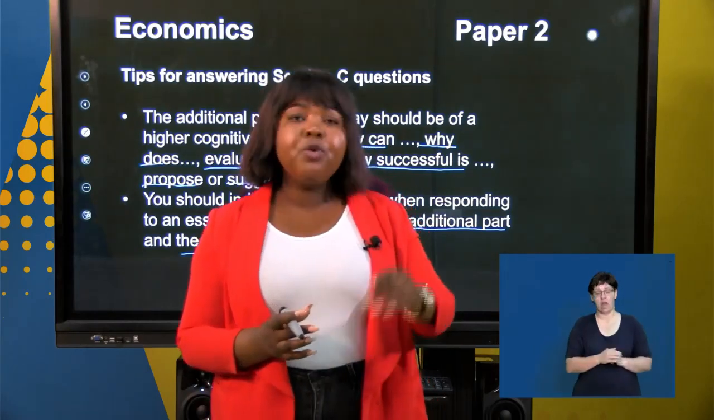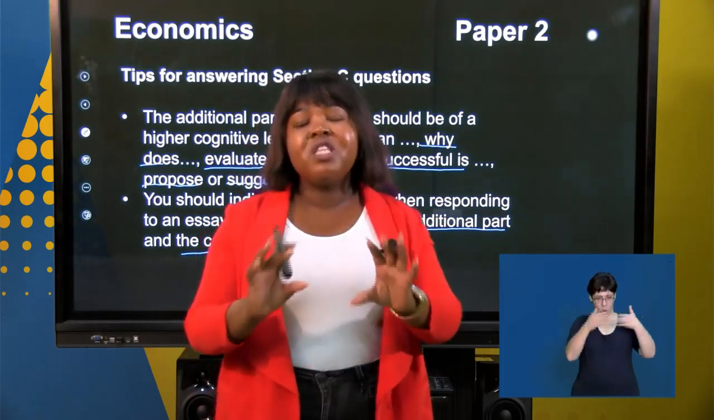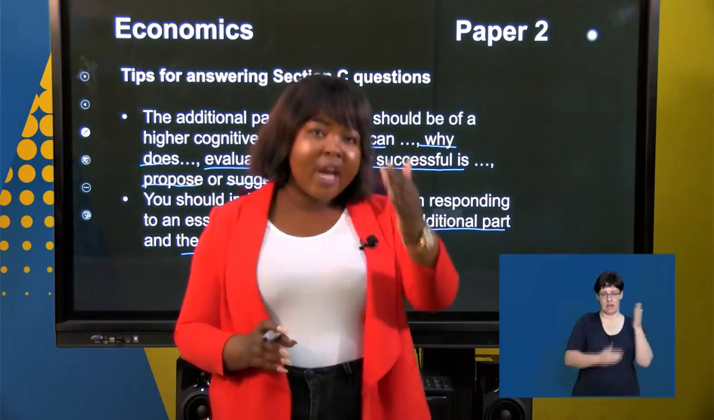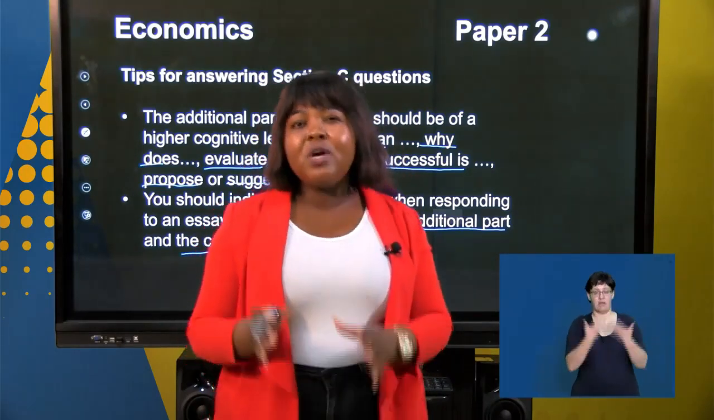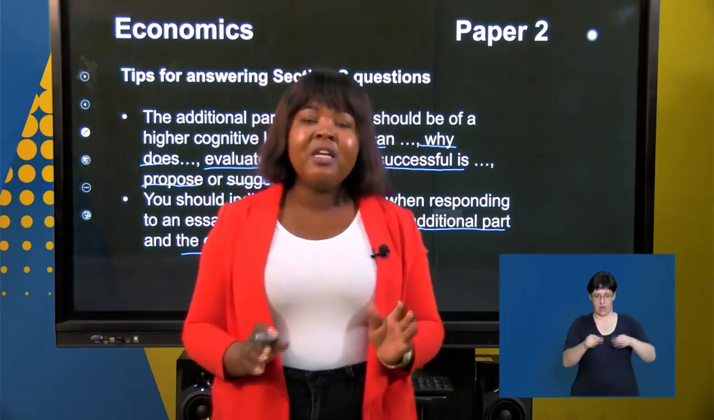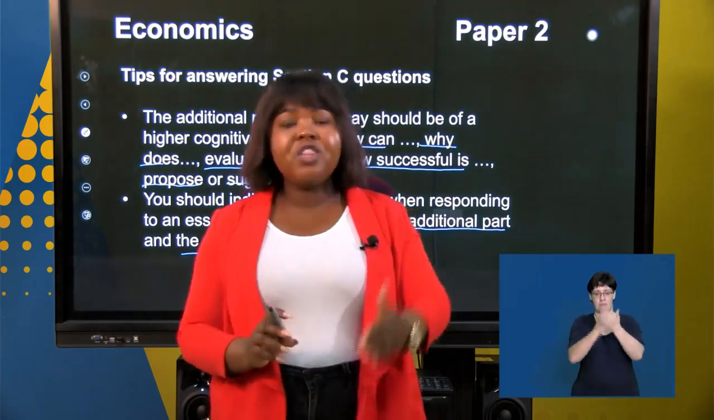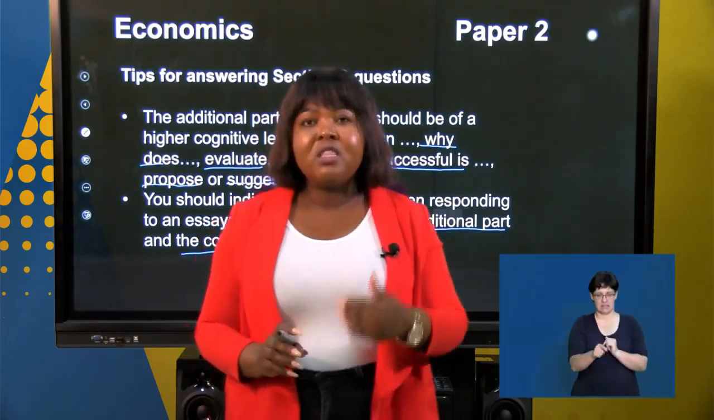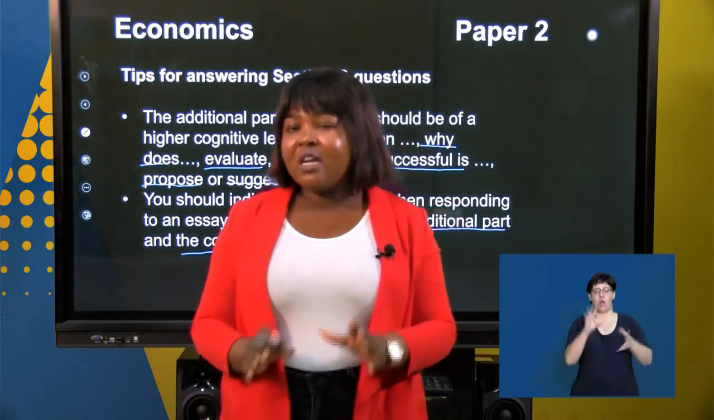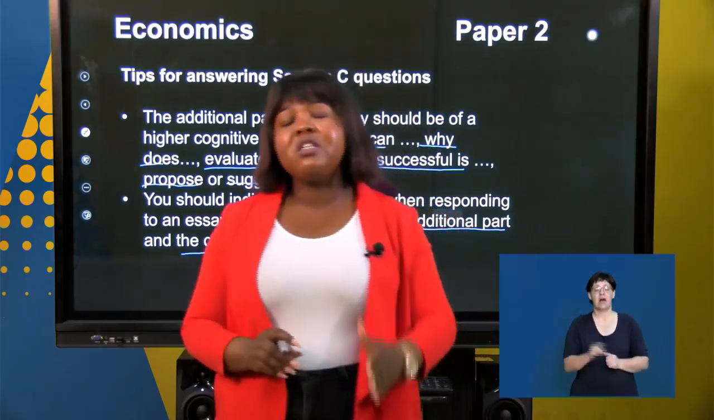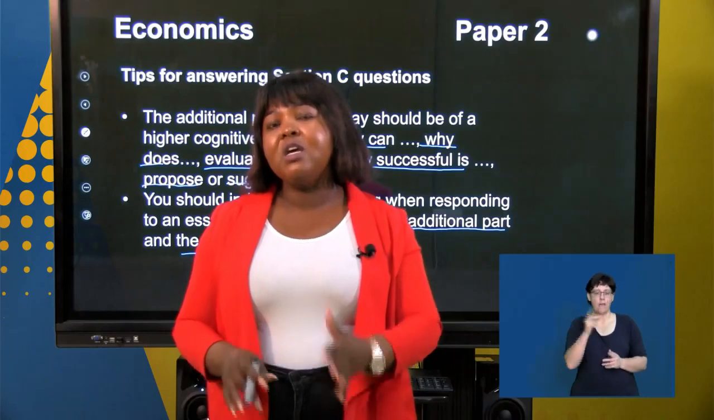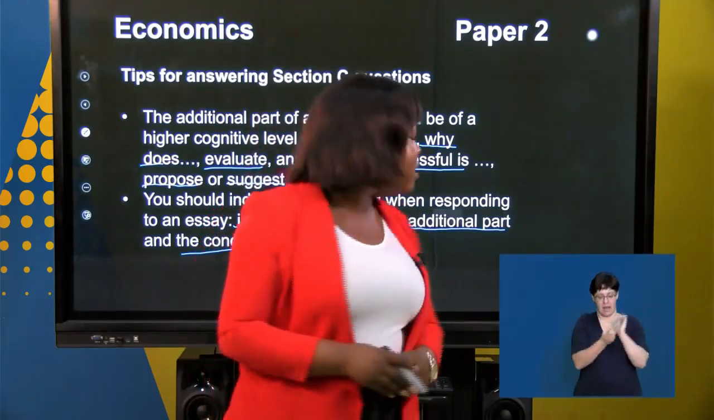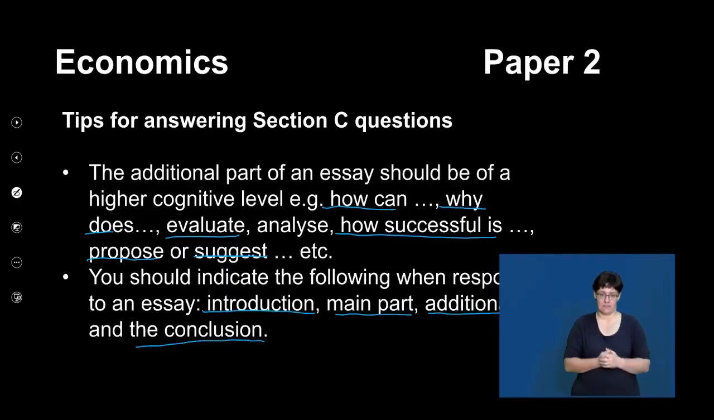When you get to the main part, skip a line, then write main part, and then you write your main part there. Once you are done with your main part, skip another line, write additional part, and then you discuss your additional part, then you go to your conclusion again, write conclusion there. This makes the layout of your work easy to mark, and also your points become easily identifiable there.